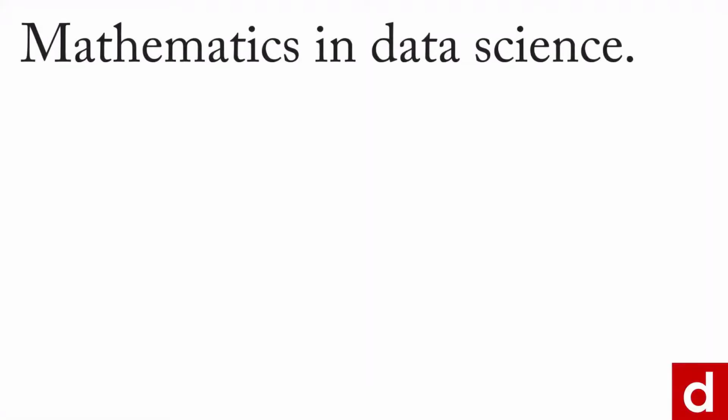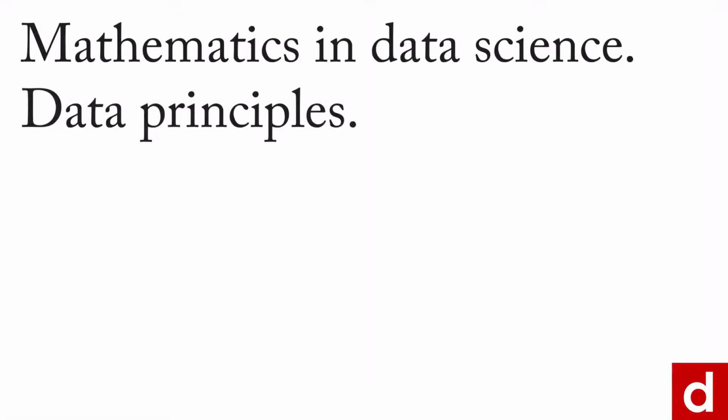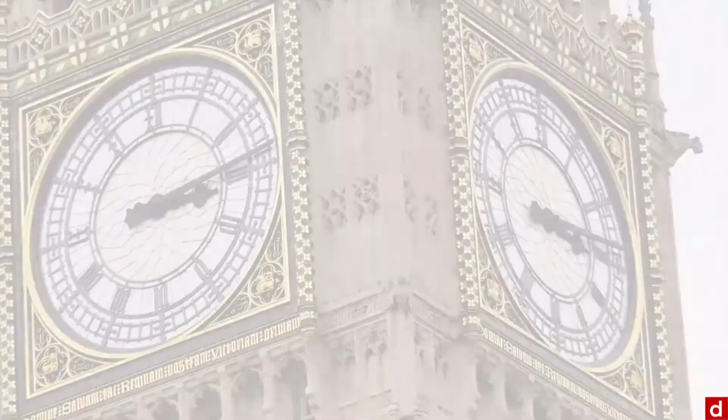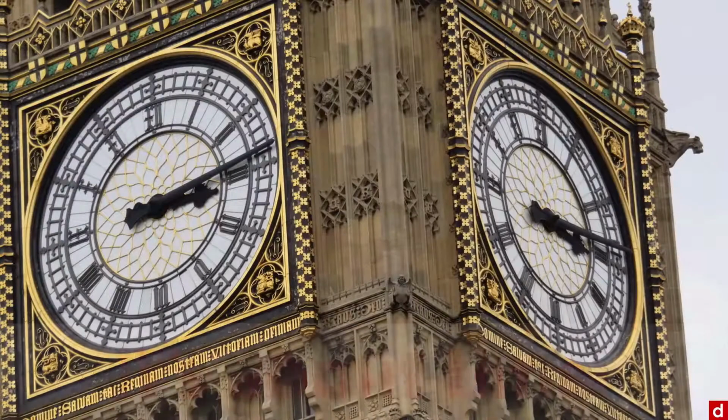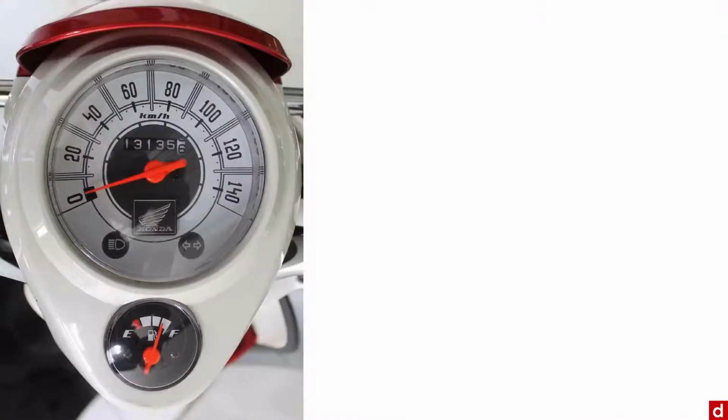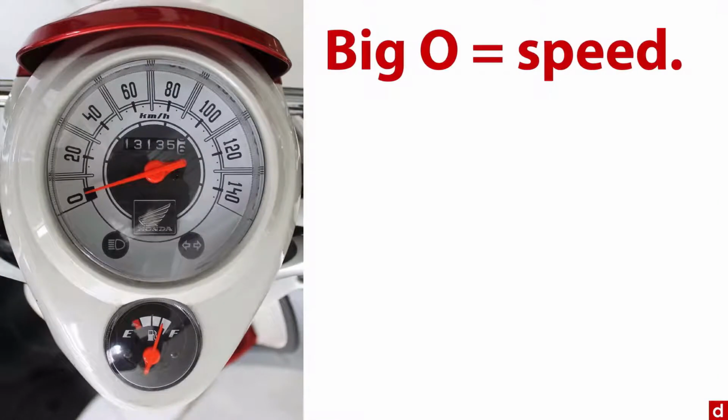Our next topic in mathematics and data principles is something called Big O. And if you're wondering what Big O is all about, well, it is about time. Or you can think of it as how long does it take to do a particular operation? It's the speed of the operation.